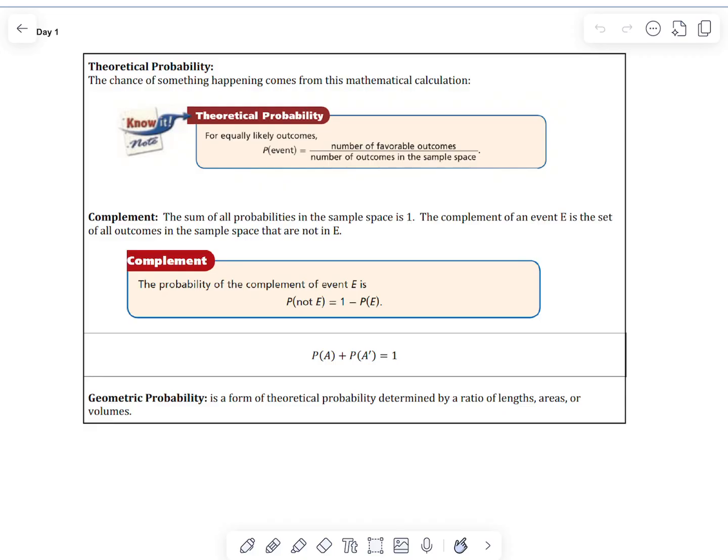The last definition here is complement. The sum of all probabilities in any sample space is 1. The complement of an event is the set of all outcomes in the sample space that are not in E. So what we do is we go 1 minus the probability of E occurring. And then later on in our lessons, we'll talk about geometric probability.